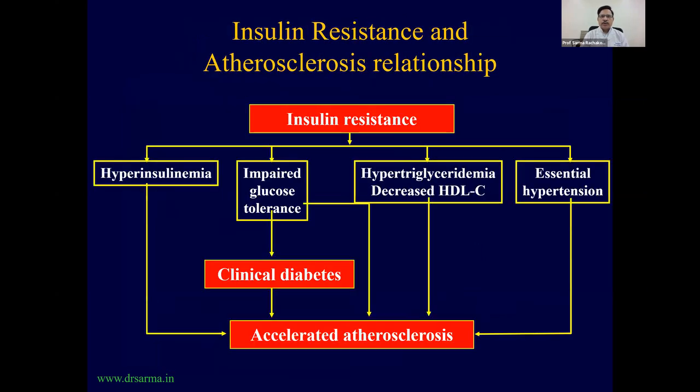Insulin resistance and atherosclerosis. Insulin resistance produces initially hyperinsulinemia, impaired glucose tolerance, that can lead to clinical diabetes and accelerated atherosclerosis. And that insulin resistance, not only hyperinsulinemia and impaired IGT, it also produces triglyceridemia and decreased HDL-C and essential hypertension. So insulin resistance is the common background for hyperinsulinemia, IFG, triglycerides, low HDL, and essential hypertension.